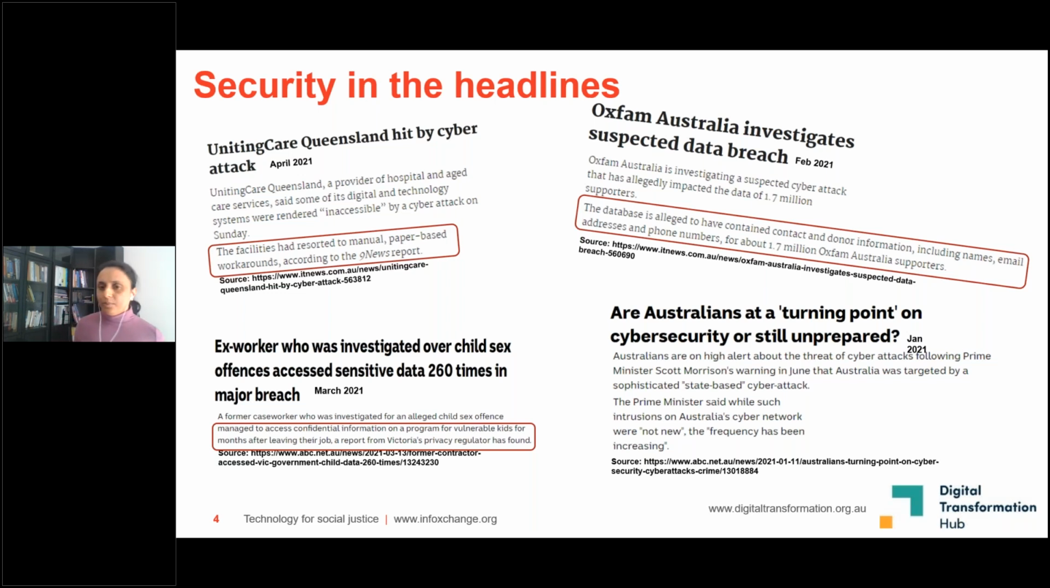And the last one there on the bottom right is a news item from January, where the Prime Minister indicated increasing frequency of attacks in Australia. So as you can see from this snapshot, the impacts of incidents vary from data being inaccessible because it's locked up due to ransomware. In other cases, personal information is disclosed via a data breach.